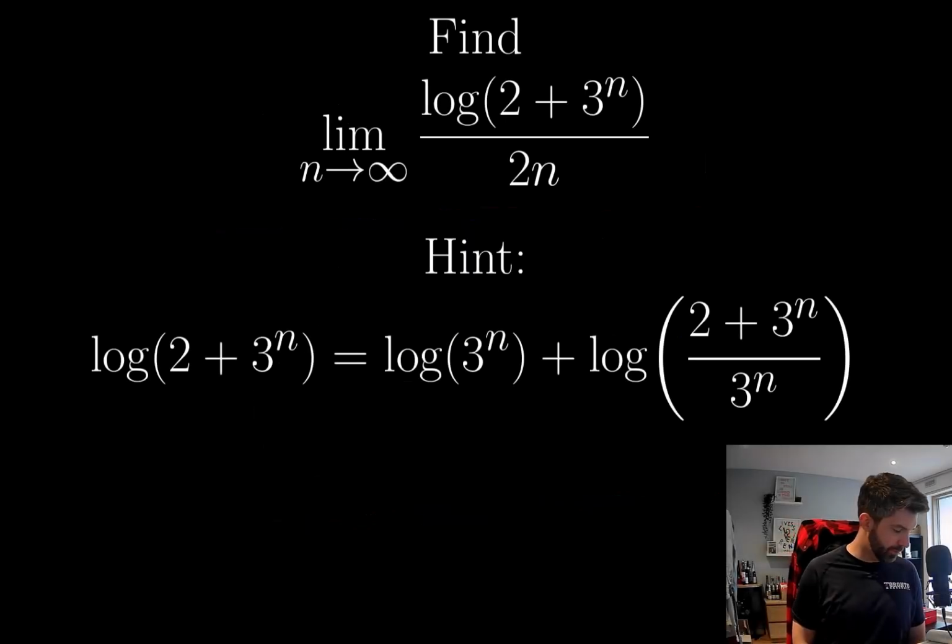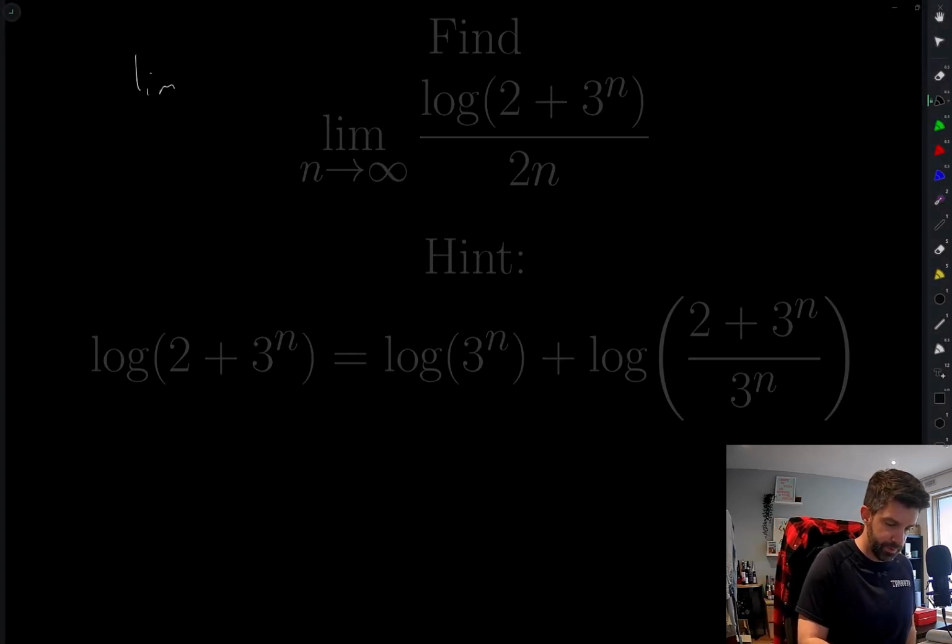Find the limit as n approaches infinity of log(2 + 3^n) divided by 2n. And we're given a hint that log(2 + 3^n) is equal to log(3^n) plus log((2 + 3^n)/3^n). Okay. So the limit as n approaches infinity of log(2 + 3^n) divided by 2n.